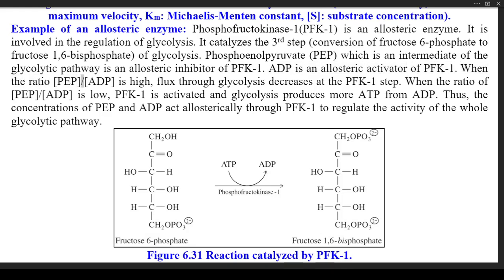When the ratio PEP/ADP is high, flux through glycolysis decreases at the PFK1 step. When the ratio of PEP/ADP is low, PFK1 is activated and glycolysis produces more ATP from ADP. Thus, the concentrations of PEP and ADP act allosterically through PFK1 to regulate the activity of the whole glycolytic pathway. Figure 6.31 Reaction catalyzed by PFK1.